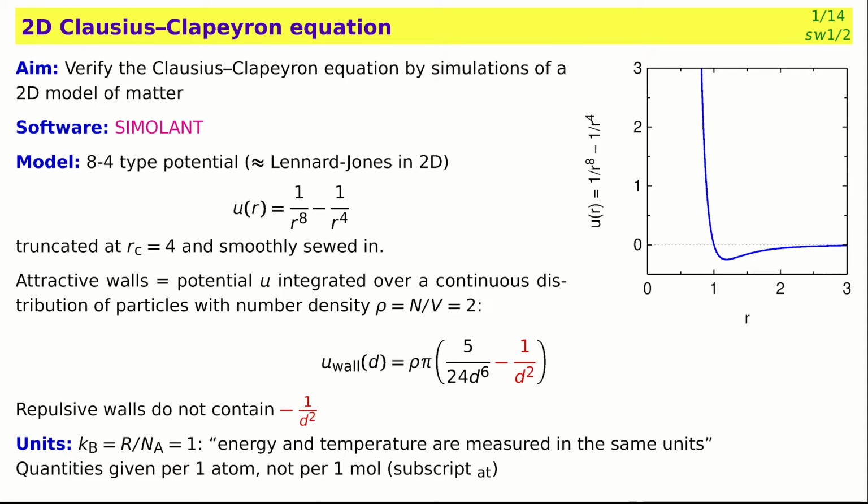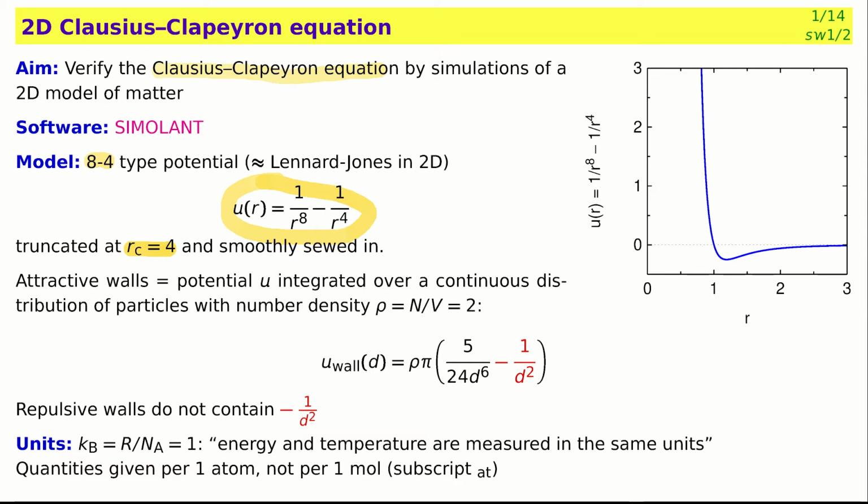The idea is to verify the Clausius-Clapeyron equation by simulations, and we will use a two-dimensional model of matter. The software used is simenw1, you already know it, and the model that is inside is an 8-4 type potential. You know that Lennard-Jones is 12-6. Here we use 8-4 because we are in 2 dimensions. And this potential is truncated at 4 in certain dimensionless units. And it is also smooth so that it can be used in molecular dynamics.